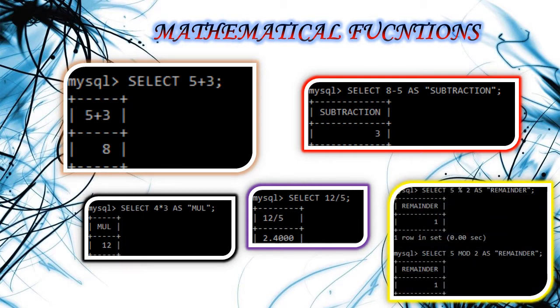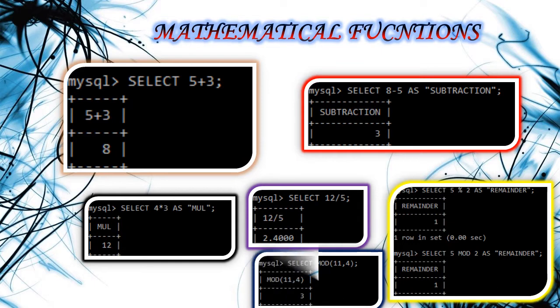If you want to get the remainder between two numbers, we should use the percentage symbol or the MOD function. With MOD, we can use it in between the numbers, or another method is to pass the numbers in the MOD function. SELECT 5 MOD 2 AS remainder is 5 divided by 2 and getting the remainder, and SELECT MOD(11, 4) is 11 divided by 4 and getting the remainder 3.